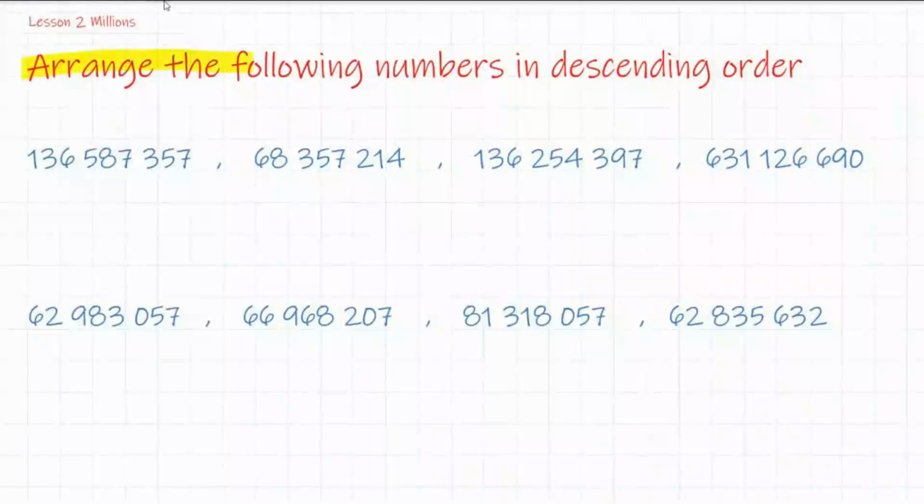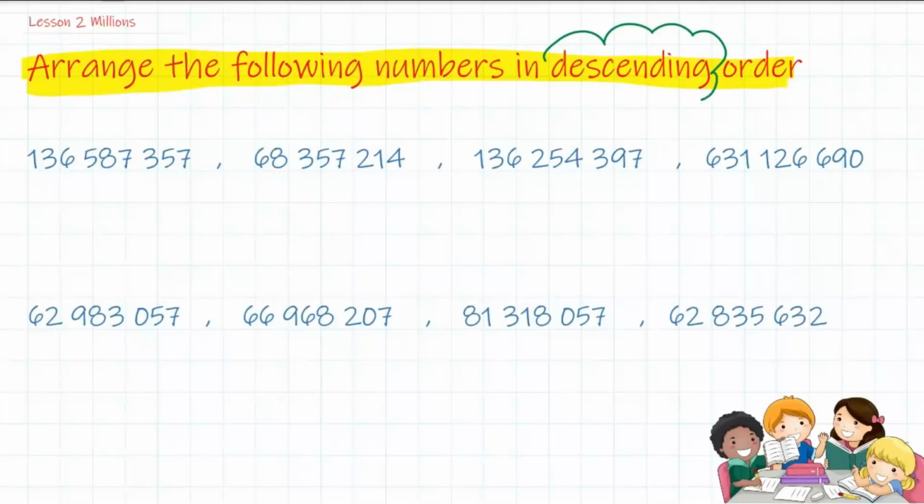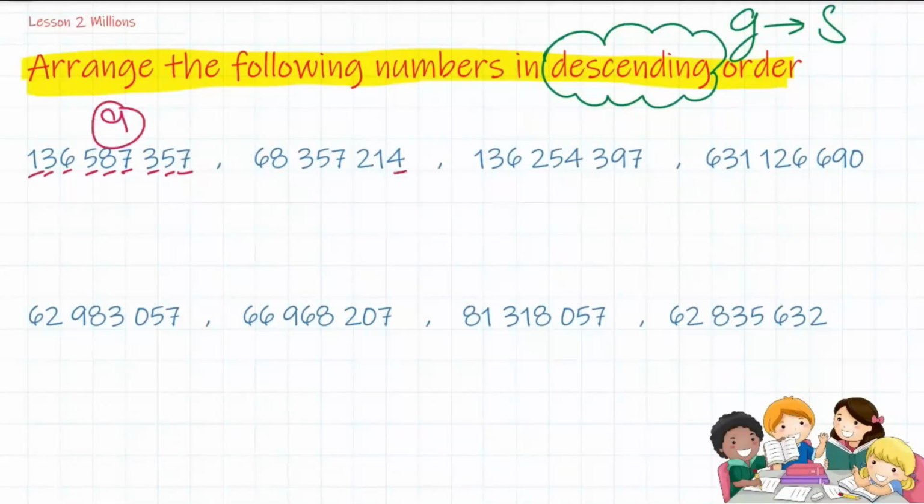Okay, now let's arrange the following numbers in descending order. And we all know that descending order is about arranging numbers from the greatest number to the smallest number. Okay, let's start with the first one. As we studied before, you have to count the number of digits in each number. Let's count together. 1, 2, 3, 4, 5, 6, 7, 8, 9 digits. 1, 2, 3, 4, 5, 6, 7, 8 digits.